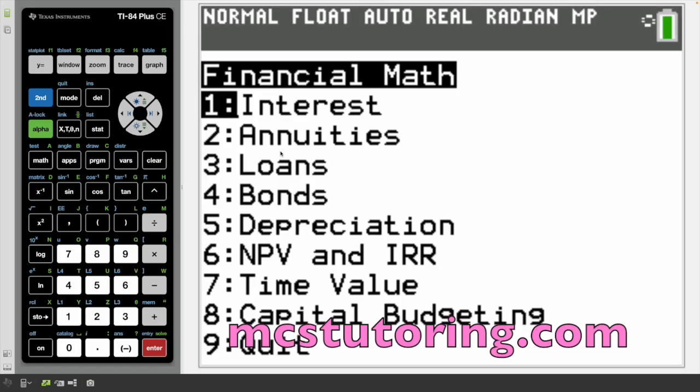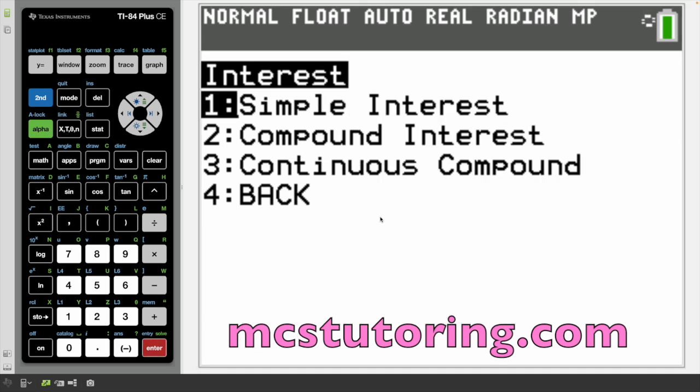Here's the main menu: interest, annuities, loans, bonds, depreciation, NPV and IRR, time value, and capital budgeting. Basically, a lot of the topics you'll see in an intro financial math class. So let's go to interest. We can calculate simple interest, compound interest, and continuously compounding interest. So let's go to the simple interest one.